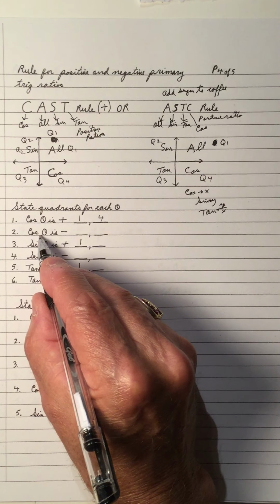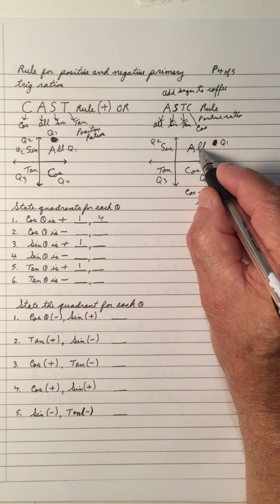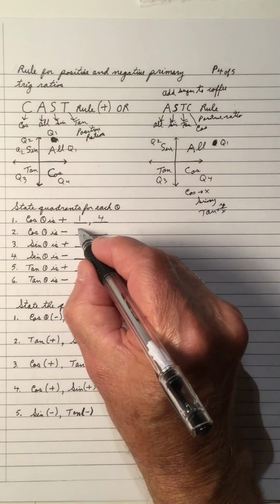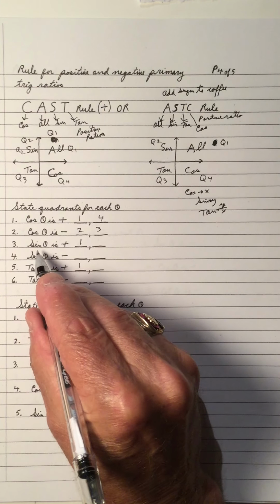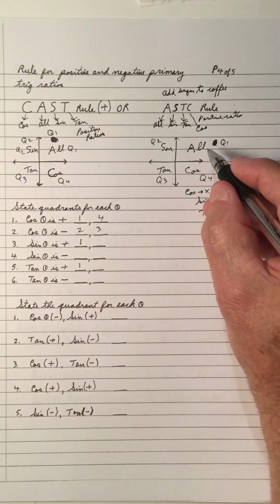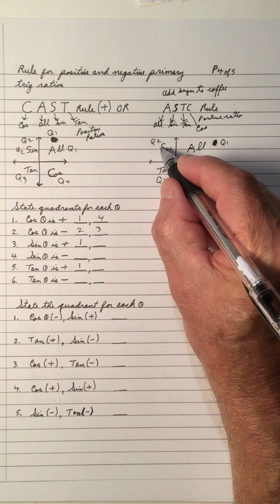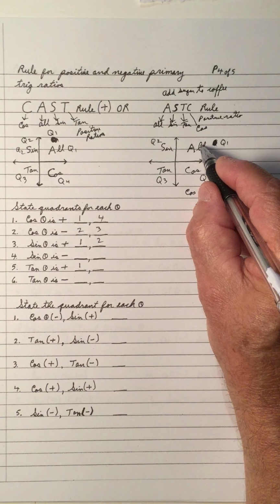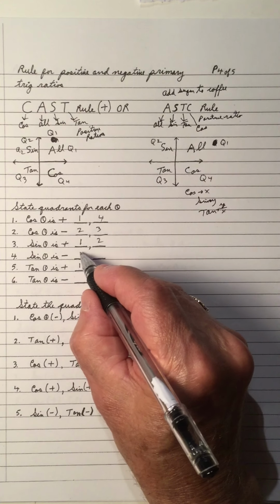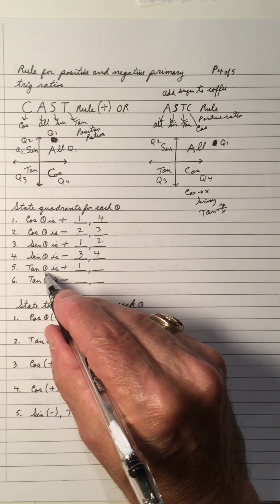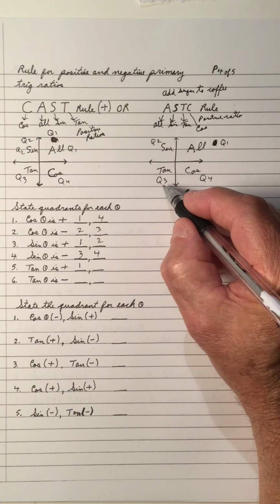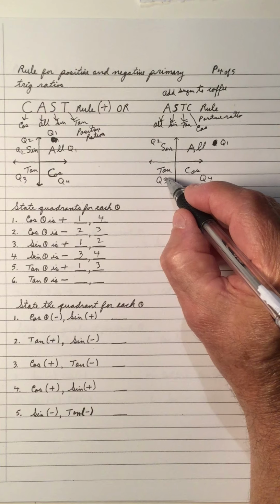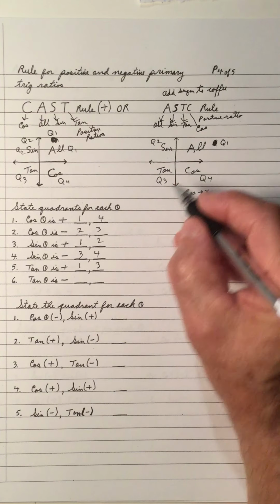So where's cos negative? Well, if cos is positive in 1 and 4, it must be negative in 2 and 3. If sine is positive in 1 and 2, it must be negative in 3 and 4. Tan is positive in 1 and 3, so it's got to be negative in the other ones, 2 and 4.